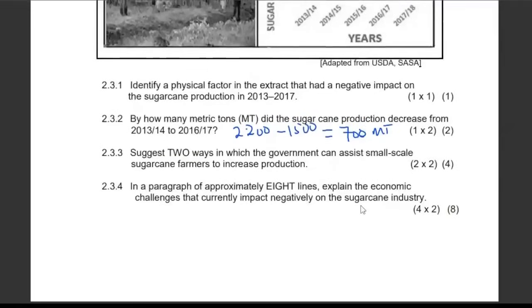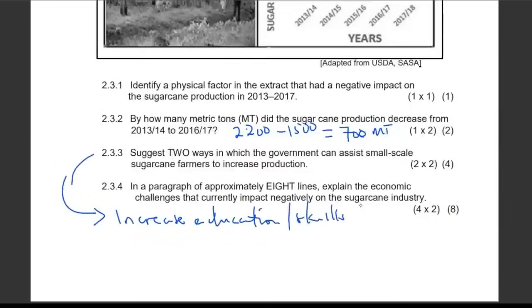Right, suggest two ways in which the government can assist small-scale sugarcane farmers to increase production. What can the government do to enhance productivity of small-scale sugarcane farmers? Right, the government can increase education or skills of the farmers. For those farmers to be productive enough, they need to be educated on farming practices, and they also need skills. So if the government avails the skills and the education, then those farmers can be productive enough.